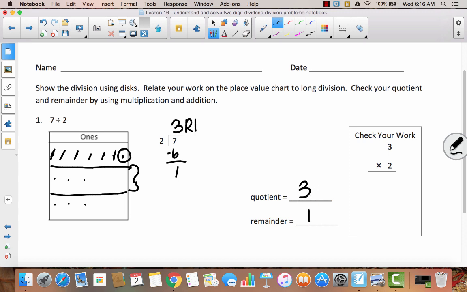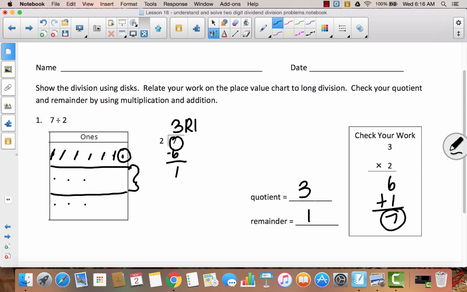So now we're going to check our work. We're going to take our quotient and multiply that by our divisor, which was 2. 3 times 2 is 6. And then we're going to add our remainder, which gives us a total of 7. So if our whole, which is 7, matches our answer, then that means that our answer is correct.